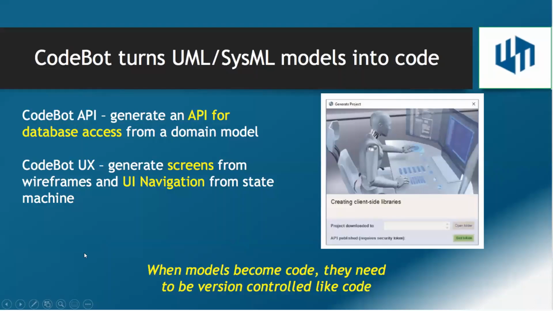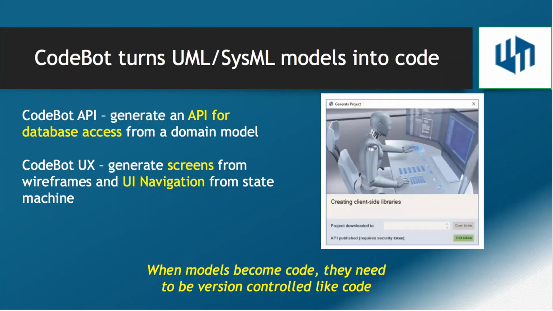So we started with essentially Codebot developing an API for database access, but more recently we have been exploring user interface code generation. And so this allows us now to generate screens from wireframes. So EA wireframes get turned into, at the moment, React.js code. And then we can string those screens together using UI navigation state machines.